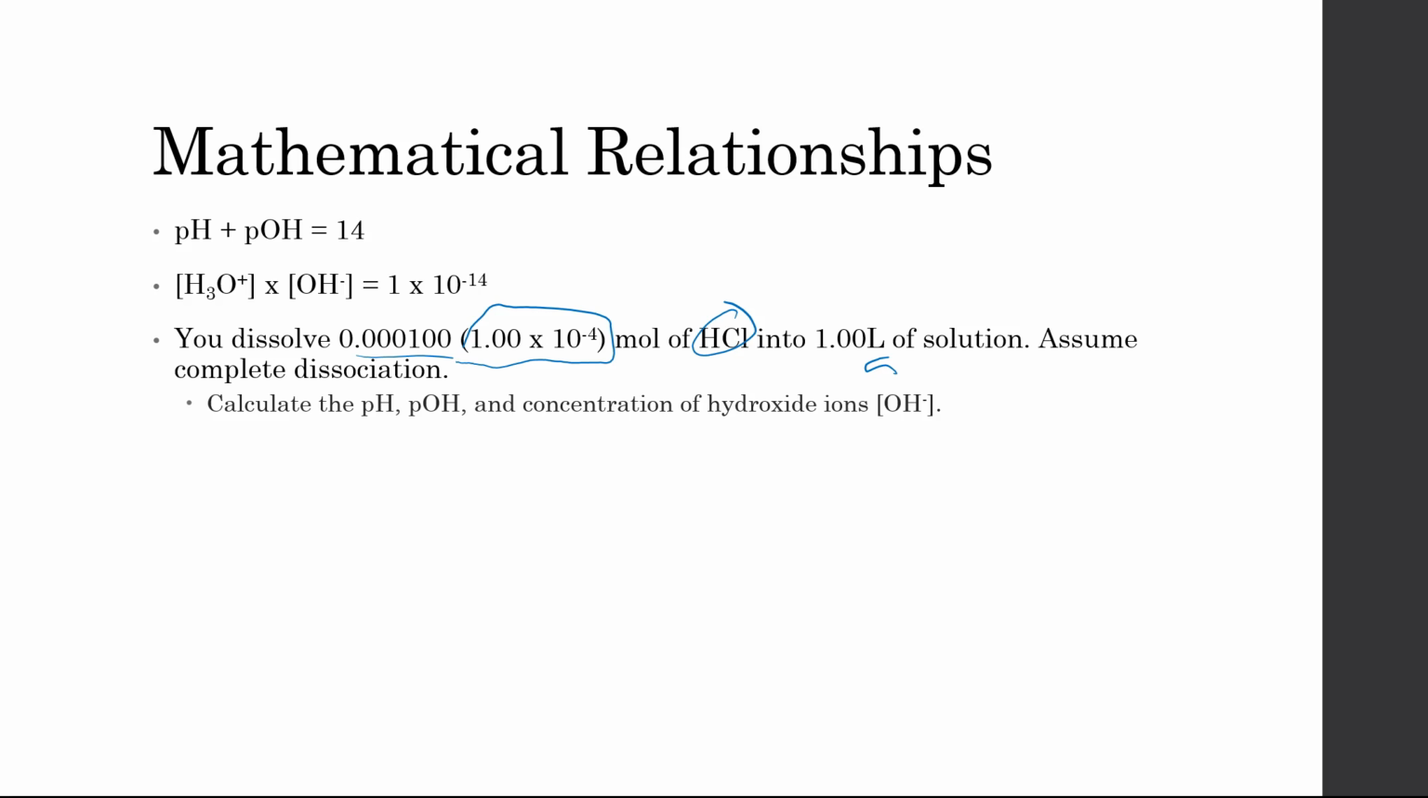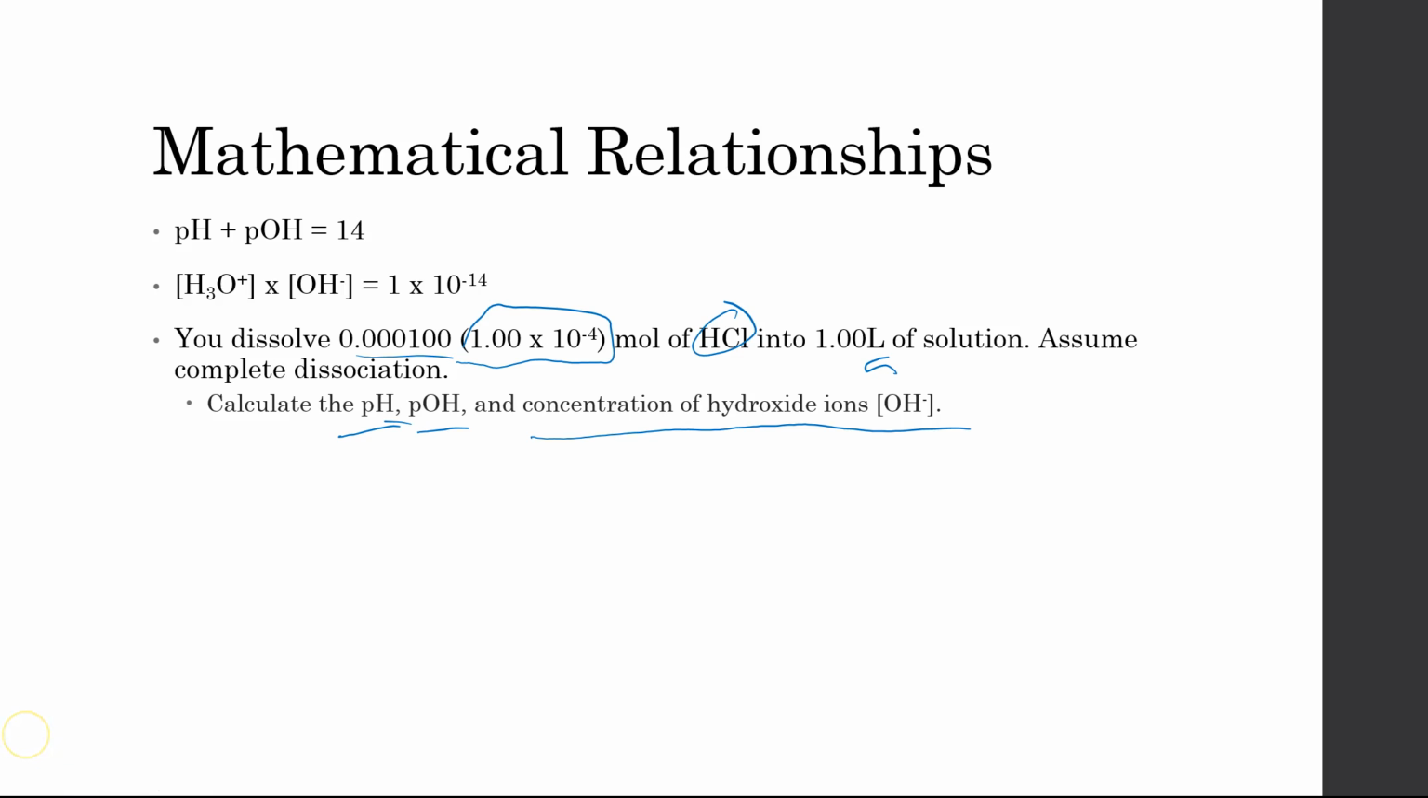So if we assume that this dissociates completely, and we're going to do that for you guys at this point too, HCl is a strong acid. It will completely dissociate. That means all the HCl will separate into hydrogen and chloride ions. We can then use these numbers to calculate the pH, the pOH, and the concentration of hydroxide ions. We don't have to go in any particular order here, but let's walk through this.